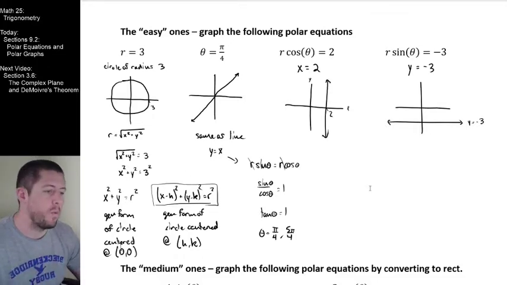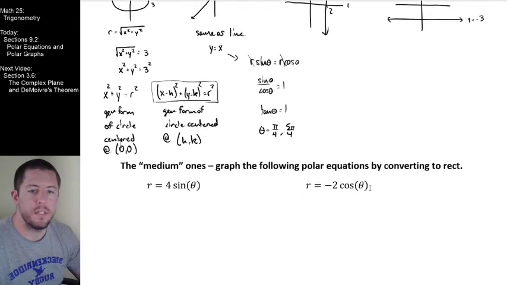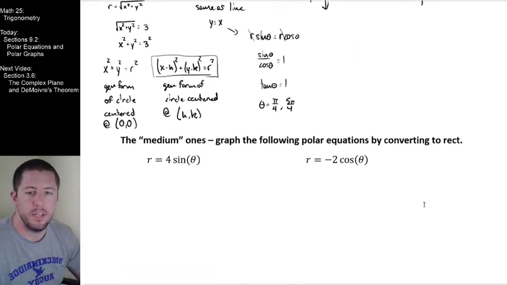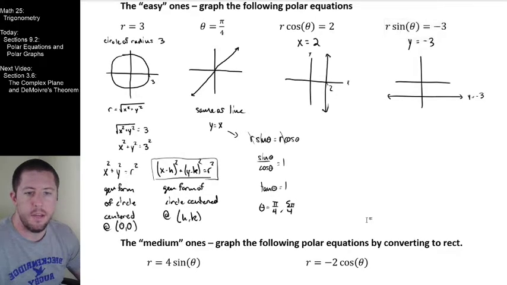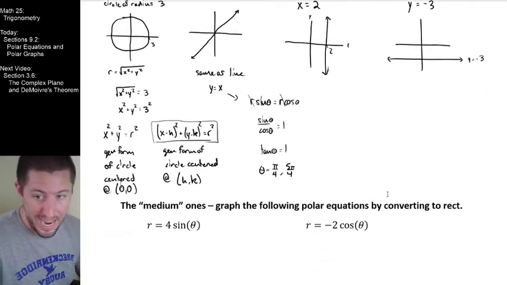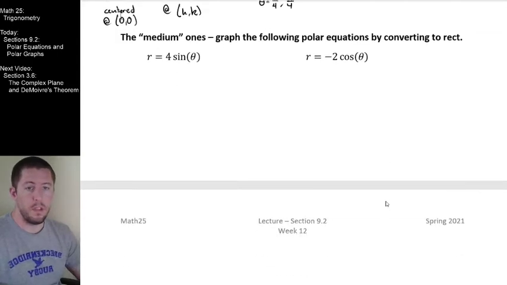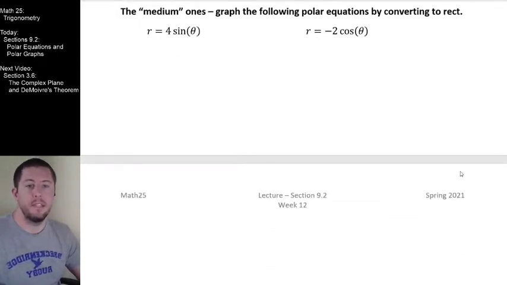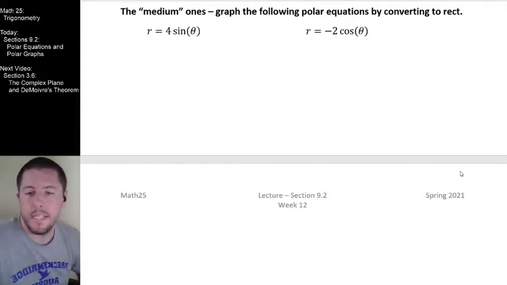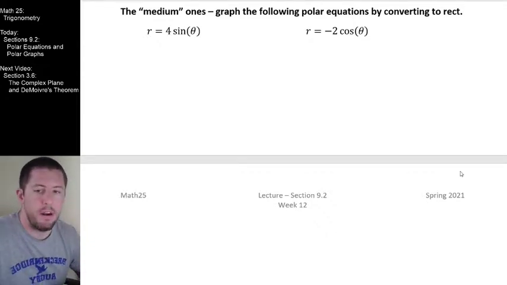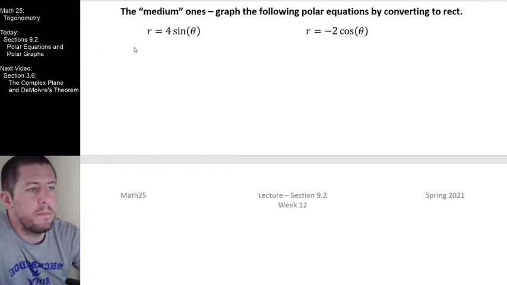Now let's look at the ones that might take us a little bit more work to come up with their appropriate equations. You should notice that these ones immediately feel like this guy up here, but the difference is that here the r is multiplying the sine, and here the r is on the other side of the equal sign. So not quite the same. Let's attempt to graph these by converting into rectangular coordinates to see if we can get a better identification of what we're looking at here.